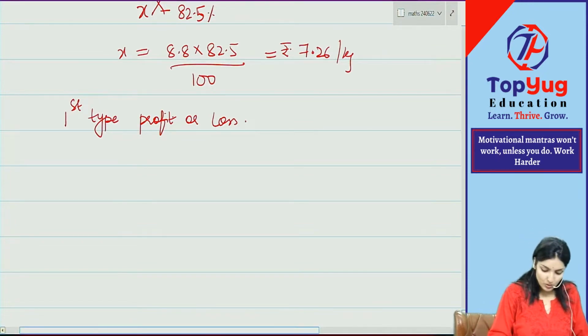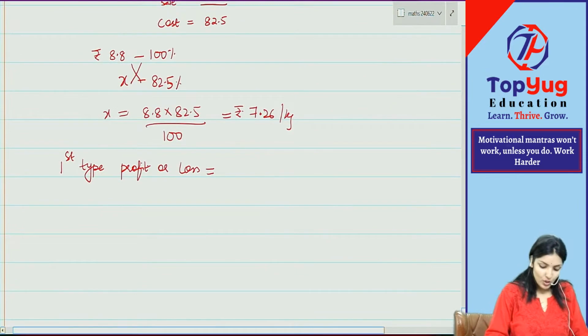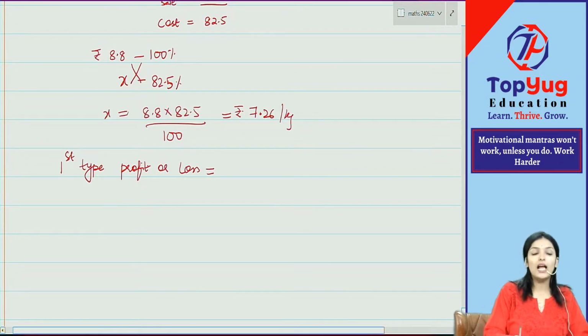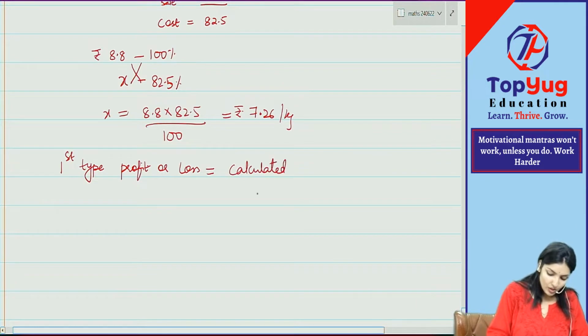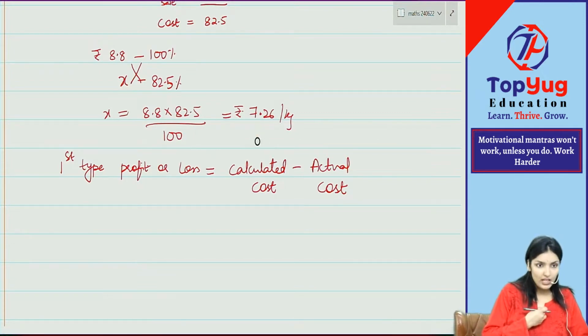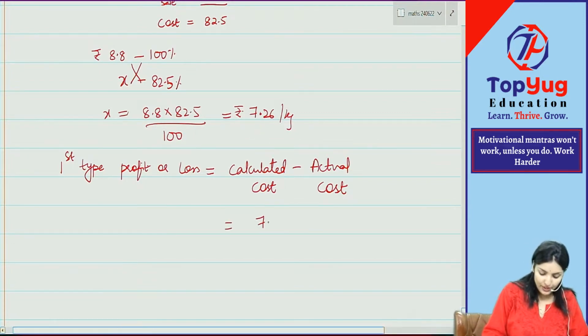Okay, so chalo, first type profit or loss. So in profit or loss, how we will do is, first type what is the costing? 6.92, right? And how much costing are we showing over here? 7.26. So I will write calculated cost minus actual cost. Okay, so basically this is the costing which we are considering. So 7.26 minus 6.92. Tell me the answer.